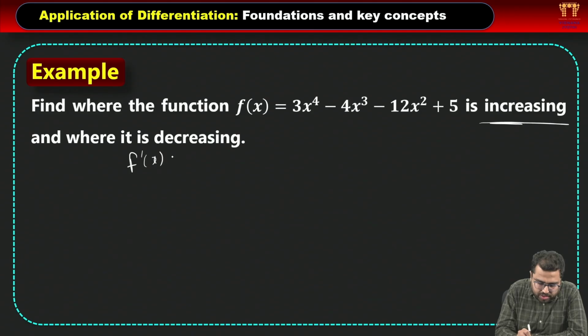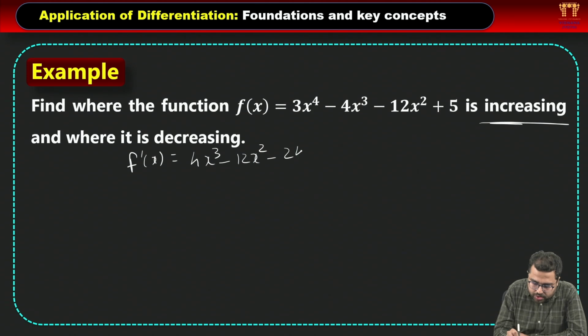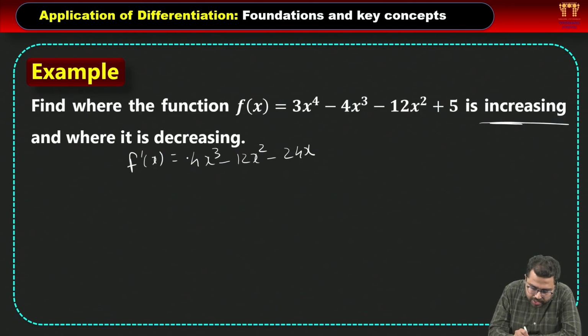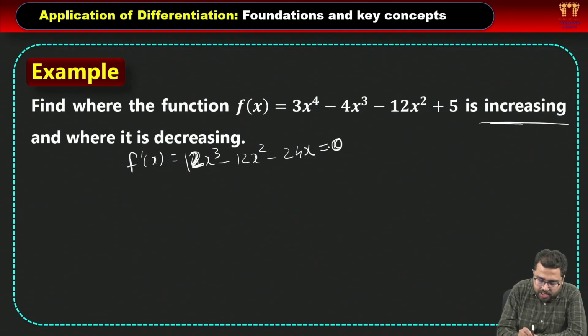So f dash x is what? f dash x is nothing but 4x cube minus 12x square minus 24x. So first you have to find the critical numbers. This function is differentiable everywhere. There is no real number for which the function is not differentiable. So 12x cube minus 12x square minus 24x is equal to 0, in order to find the critical numbers.